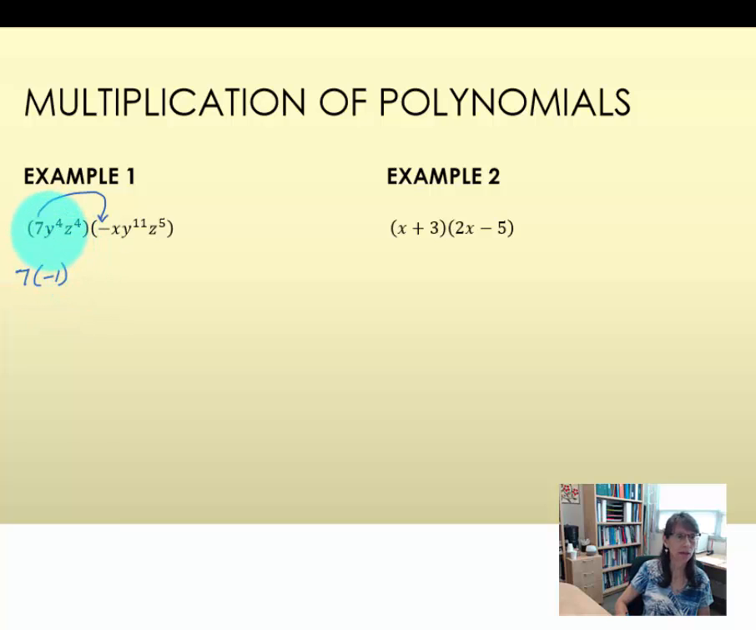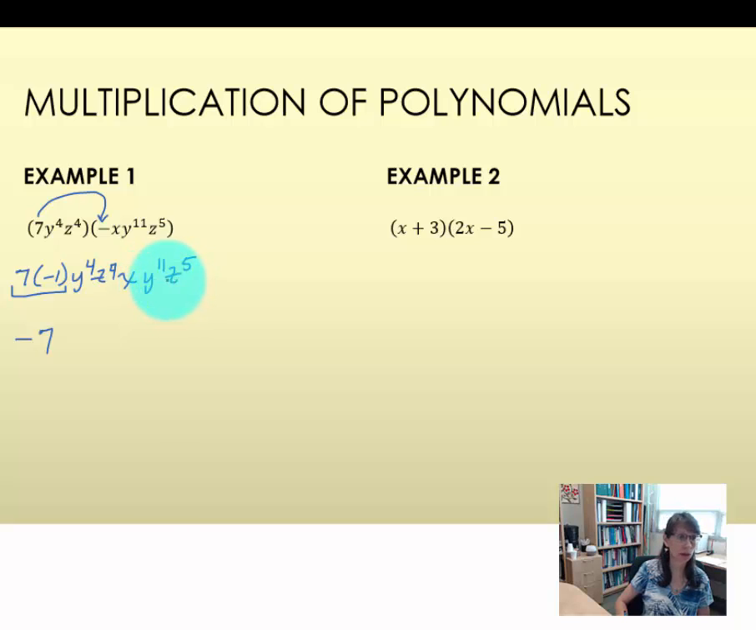And then we have our string of variable terms. So I'm just going to rewrite those. y to the 4th, z to the 4th, x, y to the 11th, z to the 5th. So taking care of the numerical coefficient, I would have negative 7. I have y, z, x, y, z.